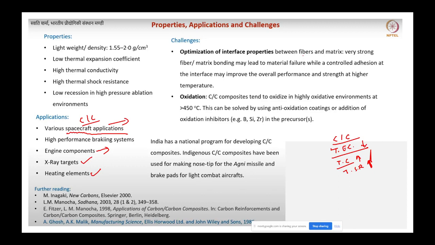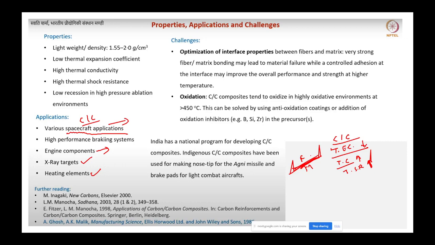So what are the challenges here? The first thing is property optimization, the interface property between fiber and the matrix. Wherever there is an interface between fibers and the matrix, there is a little bit of a challenge. Very strong fiber-matrix bonding may lead to material failure, while a controlled adhesion at the interface may improve the overall performance and the strength at high temperature.